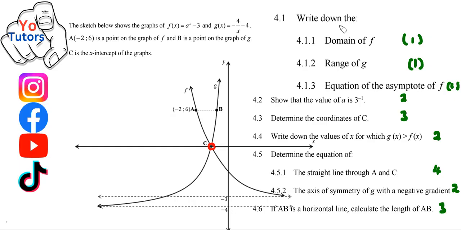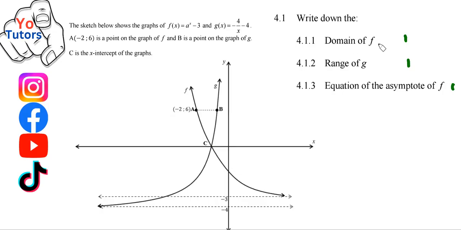The first question is saying write down the domain of f. The second is the range of g. So let's start with the first question, domain of f, 4.1. When you're talking of domain, it's describing the x values that can be approached by your graph.